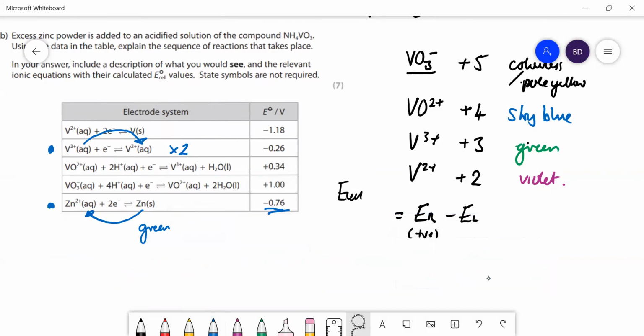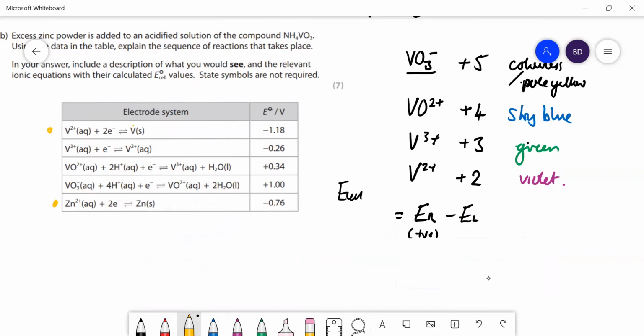We've got our violet solution. Is that going to react? Let's have a look. The half equations we're interested in here are the zinc one again, and this one, V2+ going to V. Now, which is the most negative here? Well, this time it's not the zinc one, it's this one here.